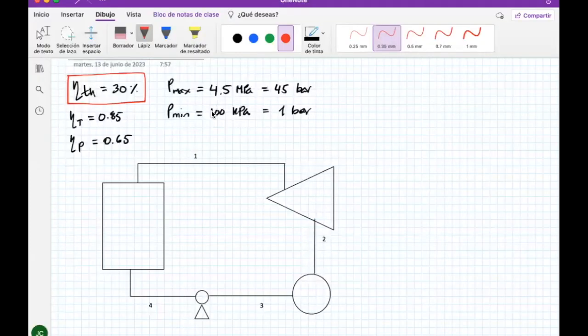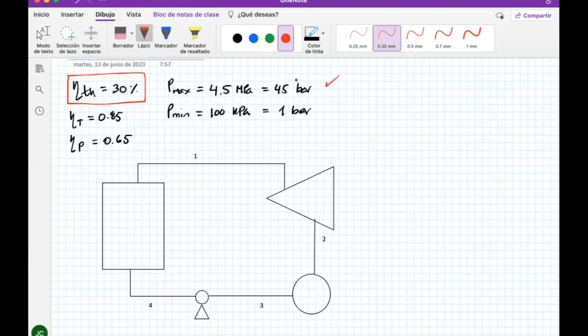Welcome back, guys. We need to do this problem. So we need to prepare, or to design, a power plant that has certain conditions. The most important one is about this efficiency. The efficiency needs to be higher than 30%. That's one of the requirements. I would say the most important condition.